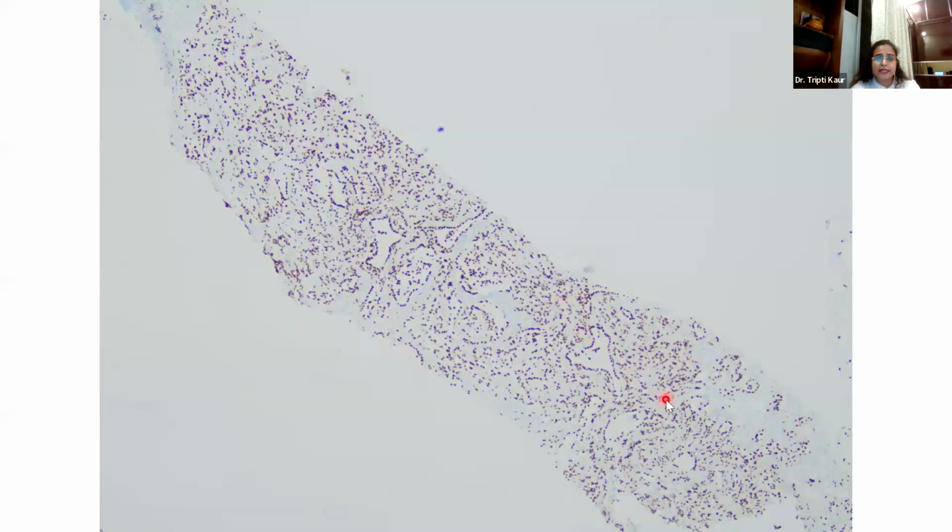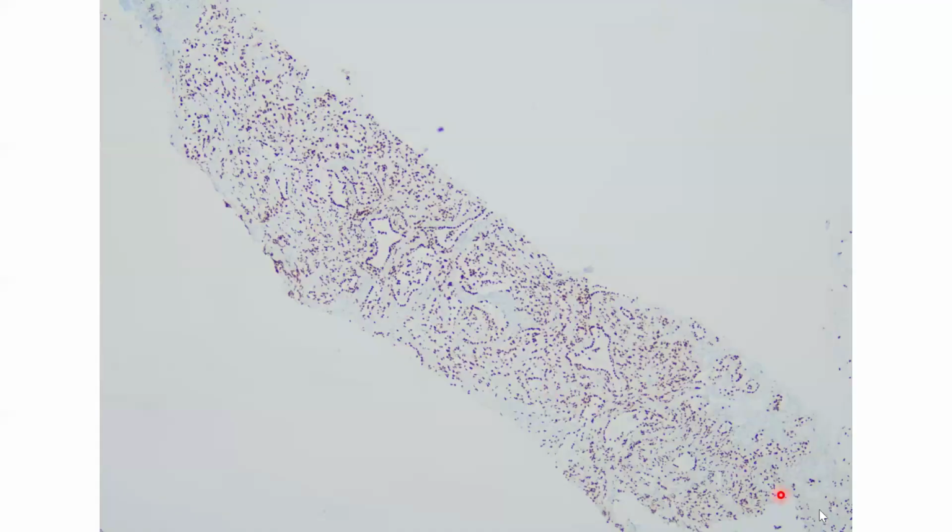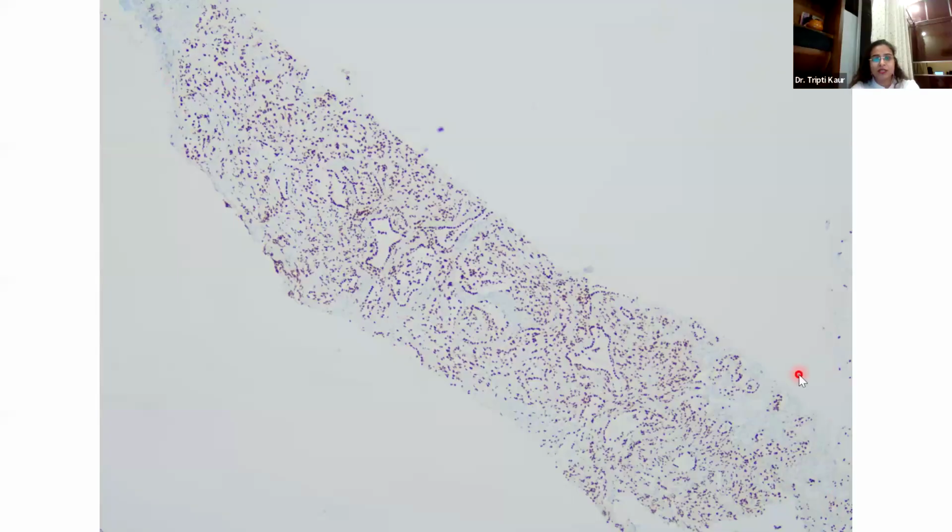And then this is TTF. TTF is highlighting sclerosing pneumocytoma. Sclerosing pneumocytoma, yeah. Very good. So TTF is the clincher here. TTF, in sclerosing pneumocytoma, I think is the only entity where TTF highlights these stromal cells.